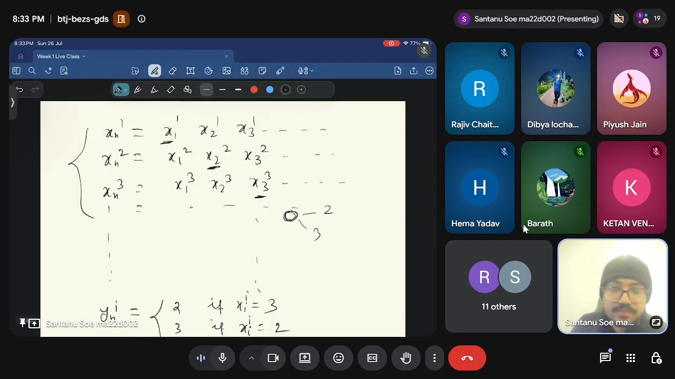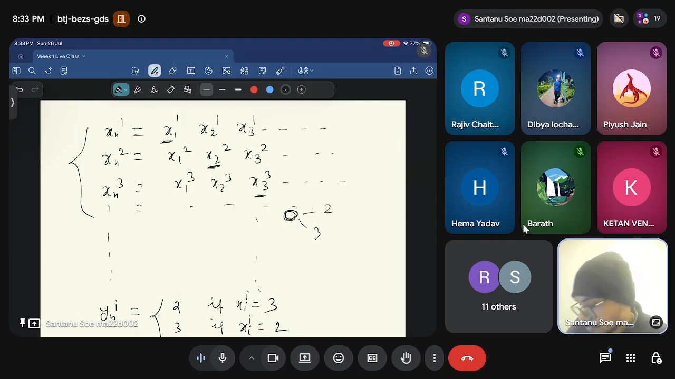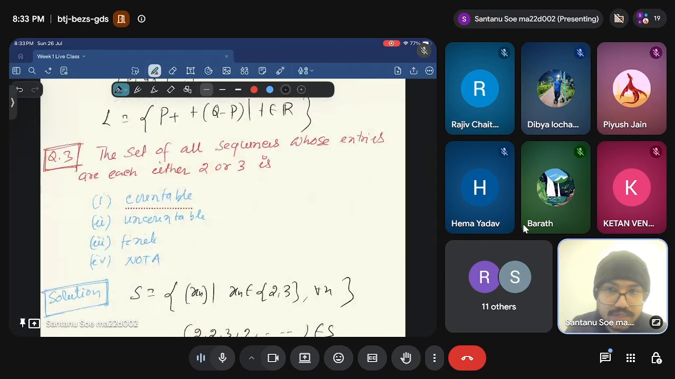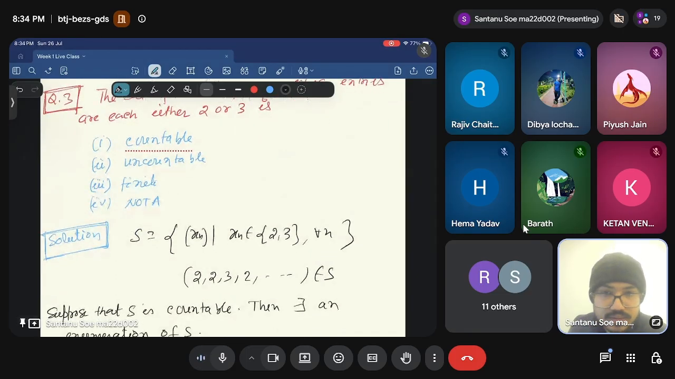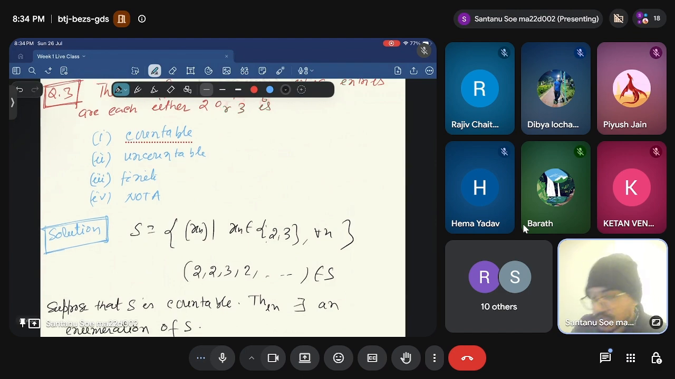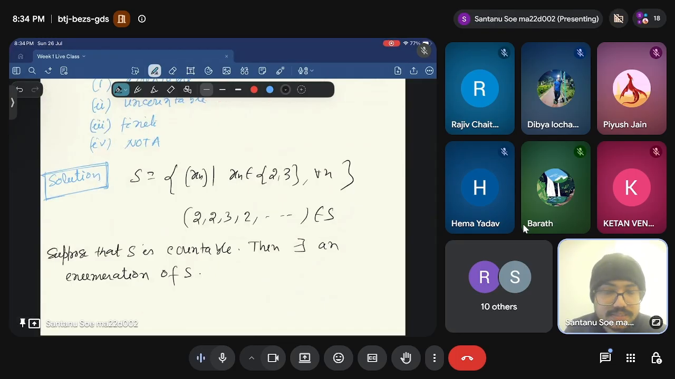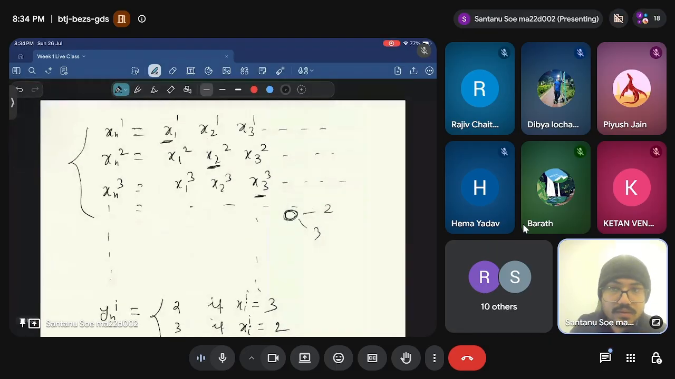Okay, so first let me go through the proof again. This is a very standard proof. So see, it is given that the set of all sequences whose entries are either 2 or 3. Okay, so then the set can be written like this here. This is S. So S is the collection of all sequences such that each element is either 2 or 3. Okay, so now if we assume that S is countable, then every element of S can be labeled using 1, 2, 3 like that, right? Because there will be an enumeration, right? So if there is an enumeration, then we can write S like this.